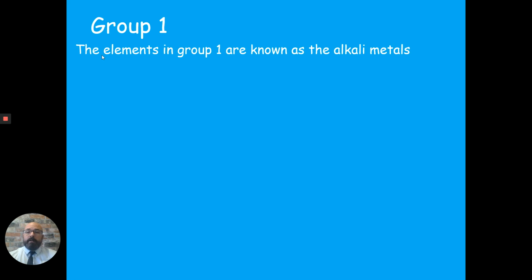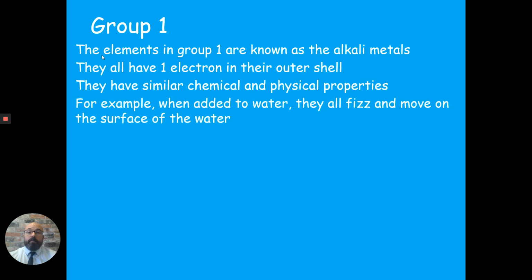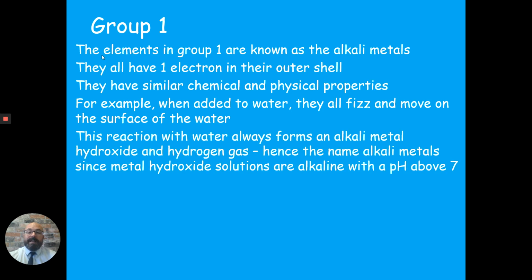Just having a look at some of the groups, in particular group 1. They're known as the alkali metals. They have 1 electron in their outer shell, and they have similar chemical and physical properties. As I say, there's more detail than this in the other group presentation. But just for example, if you add alkali metals to water, they fizz and they move around the surface of the water. They may explode, set on fire, and so on. So that's a common property, which is why they are grouped together.